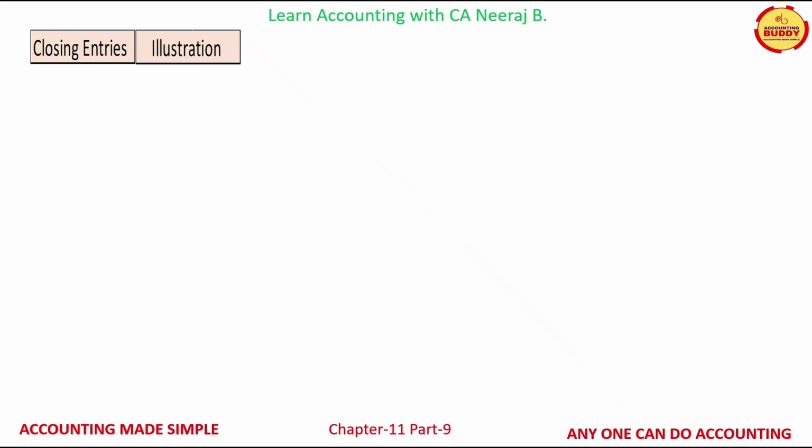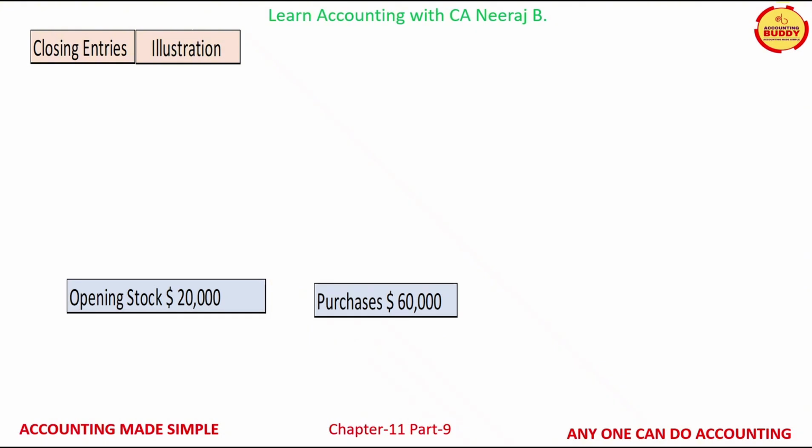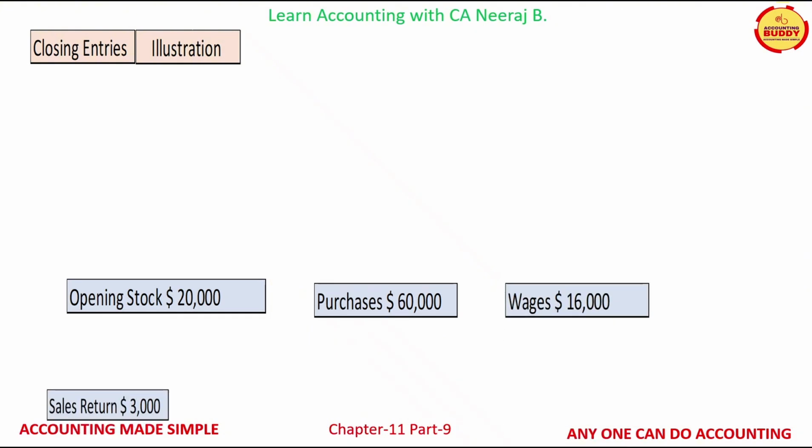Based on the information given in the previous slide, let us first find out the nominal accounts which will be transferred to the trading account of the business to determine the gross profit of the business. In our illustration, these expense nominal accounts are opening stock $20,000, purchases $60,000, wages $16,000 and sales return $3,000.